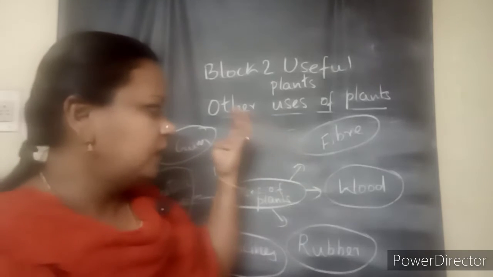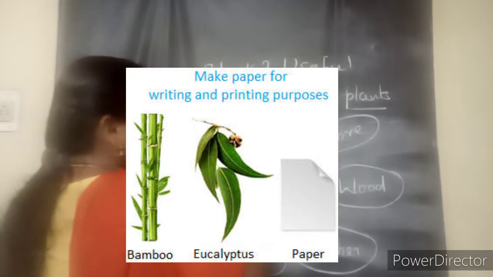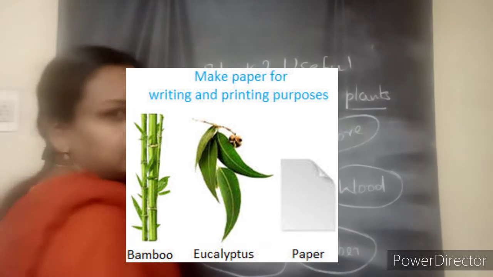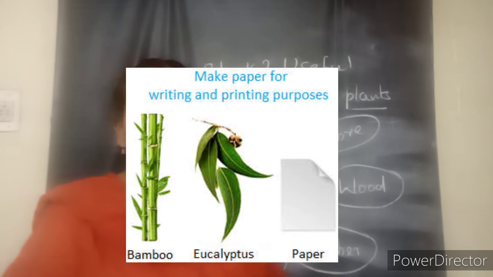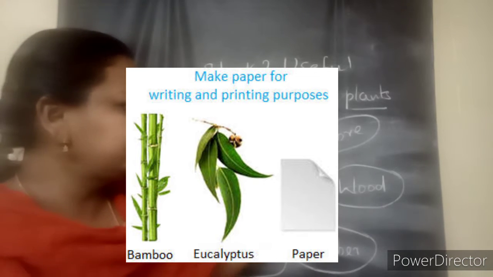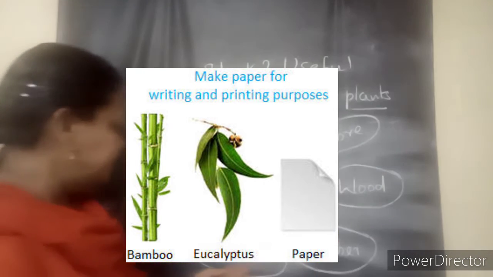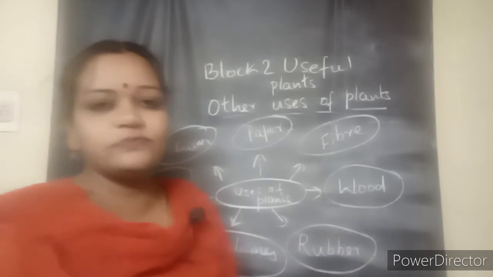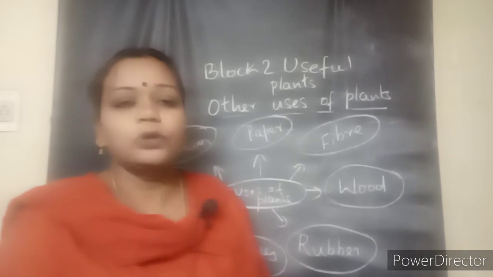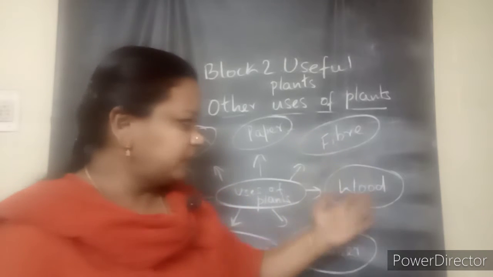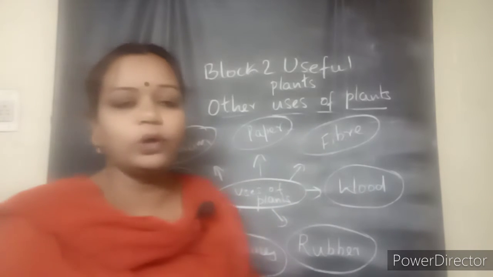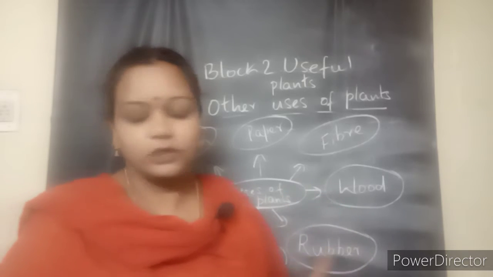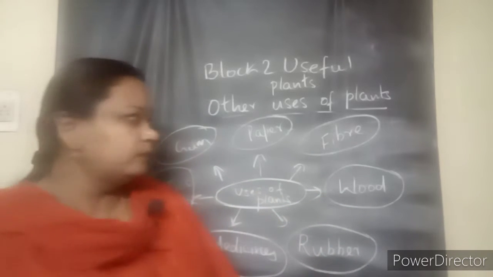Yes, like wood, fiber, even paper, very important, one more, paper. So without paper, we cannot imagine learning, no children? Textbooks, notebooks and all, we get from the paper. See, fiber, wood, rubber, medicines, cosmetics and perfumes, gum, paper, all these things we get from the plants. So now, when we talk about all this, we should know at least the names of the plants which will give us all this. So next we will move on to that, children.